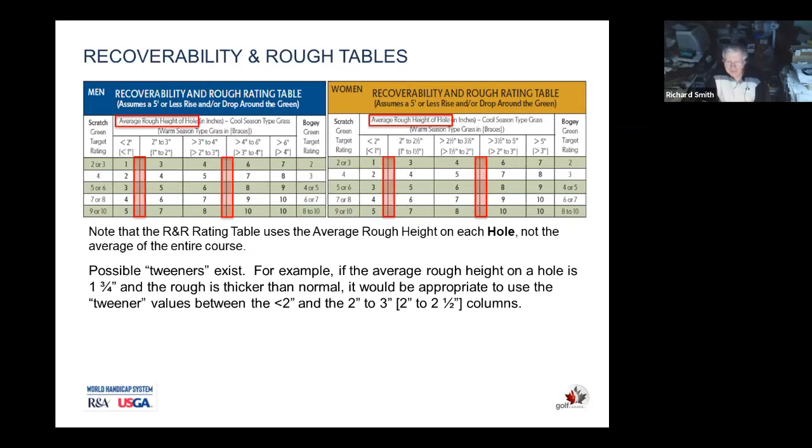Okay, also here there are possible tweeners. If the average rough height on the hole is maybe 1 3/4 and the rough is thicker than normal, it would be appropriate to use the tweener value between the columns to get the R&R table value.